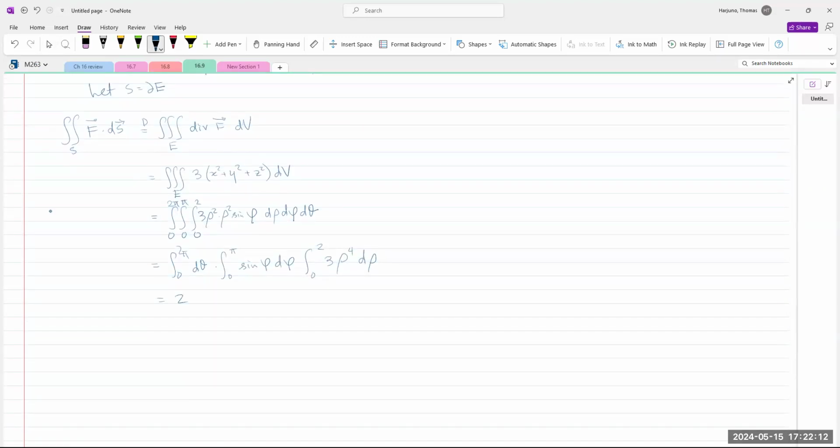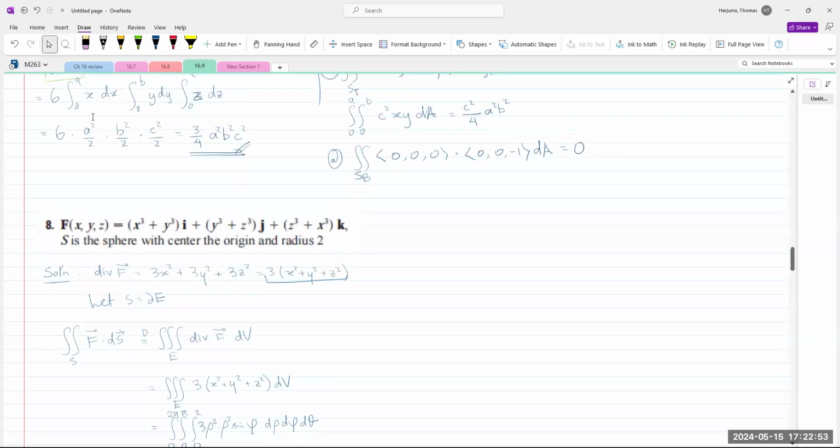The first integral is 2 pi, the second integral is 2, the third integral is 3/5 times rho to the 5th. Okay, 32, 64, 128 times 3. 128 times 3, 384. That's 384 pi over 5. Okay, and that's it. That's for number 8.